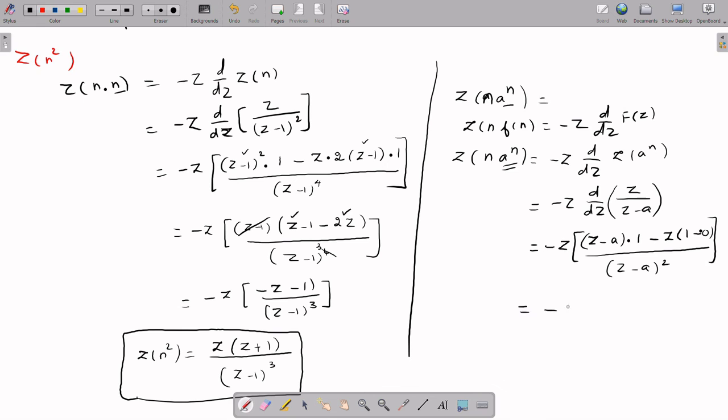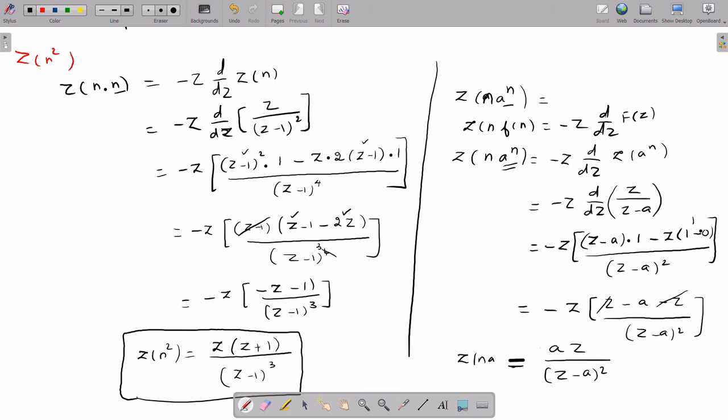What about this term? Minus z into z minus a minus z, isn't it? Here 1 minus 0 is 1, and minus z is there, divided by z minus a the whole square. Minus z plus z get cancelled, and here minus a into minus z gives a z, divided by z minus a the whole square. This is the z transform of n into a power n. You have to remember this result also.